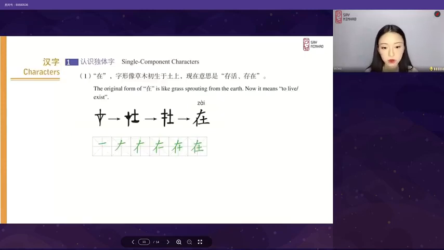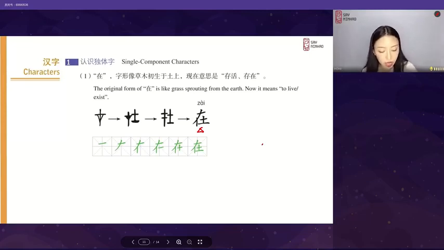Okay, now let's move on to the next part, single component characters. First one must be 在, today's most important character, 在. Okay, in ancient times, actually it means the grass sprouting from the earth. This horizontal is the earth, and this is the grass. And some part of it is growing out of the earth. We can see this part is growing out of the earth, right? So it means the grass sprouting out. Now it means to exist, to be at somewhere, to live and exist.